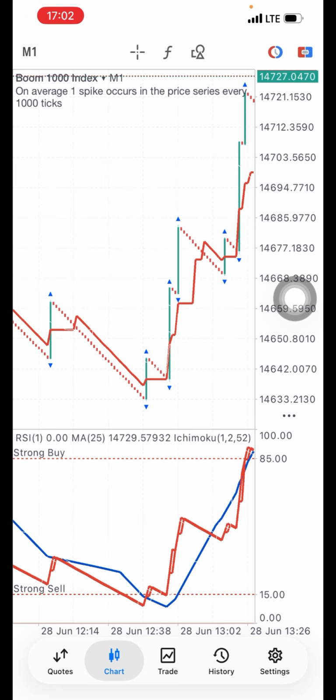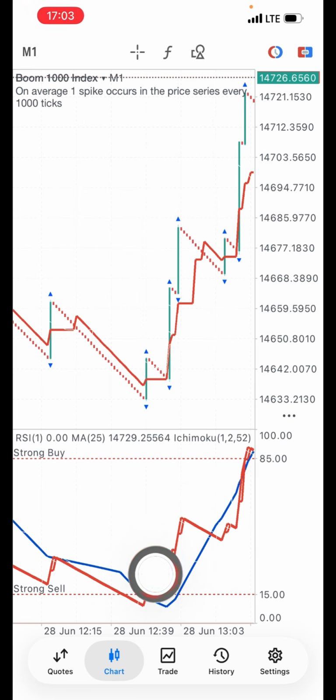Now for example, you see that price has this red line here and the blue line has gotten to the 15 level, which is our strong sell level. Once you see these two indicators at this level, it means that you want to be looking for your buy entry condition. The entry condition is that you want to wait for this red line here to cross above the blue line here on the indicator window.